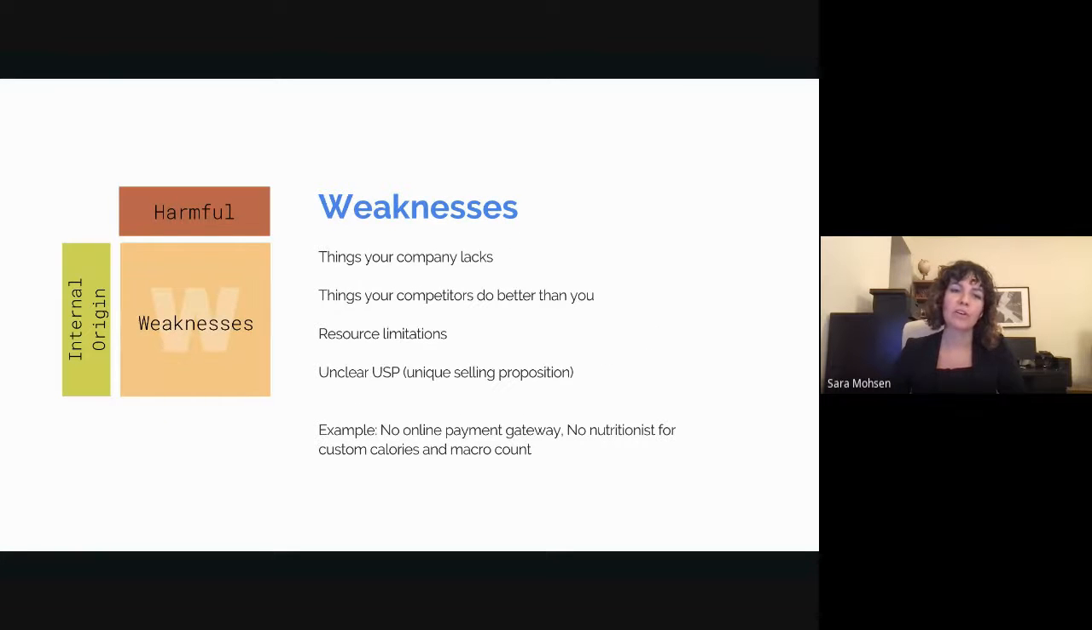Weaknesses are also of internal origin, but these are the harmful ones, of course. These are usually things that your company lacks compared to your competitors, that your competitors might do better than you. That's why it's important to keep an eye on them and see how you can keep up or improve some of your products. It could also be any kind of resource limitation, or an unclear USP, which is unique selling proposition. This should always be clear: why your company exists and what it can bring to the market that isn't there, how it distinguishes itself in the market, and that's your USP.